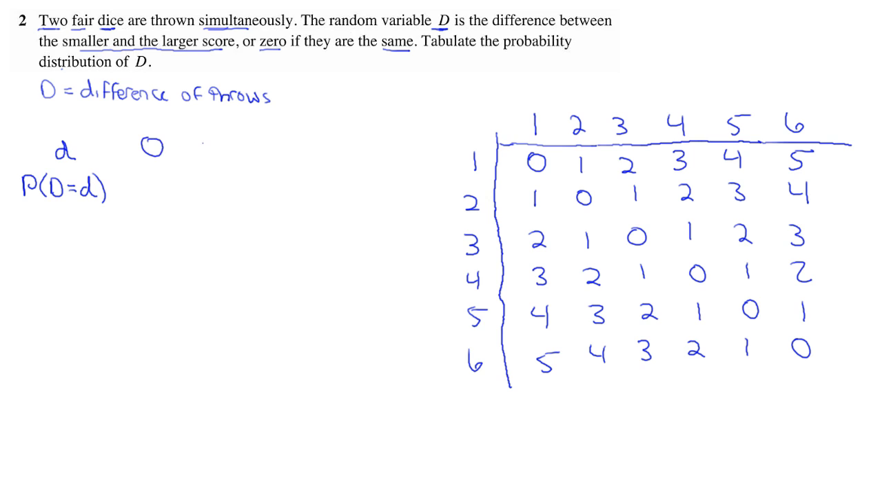What I want you to do is pause this and then fill in the corresponding probabilities for each one of those. So go ahead and pause it, and then fill in the probability for each one.